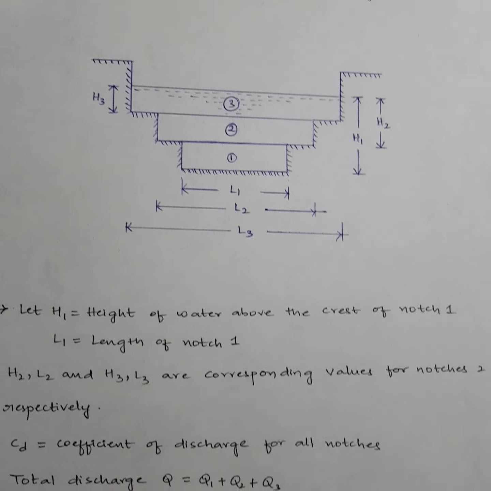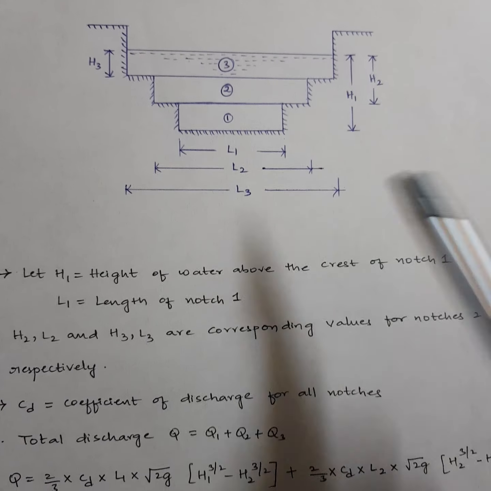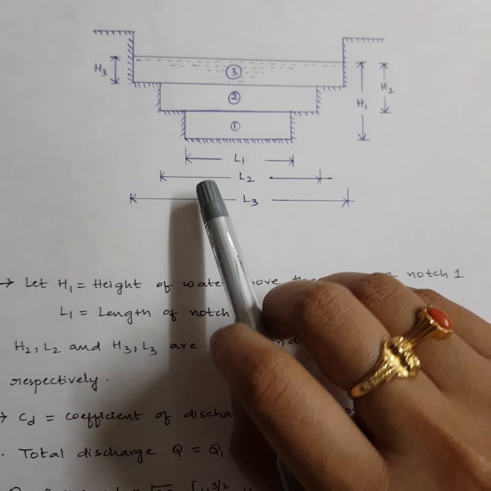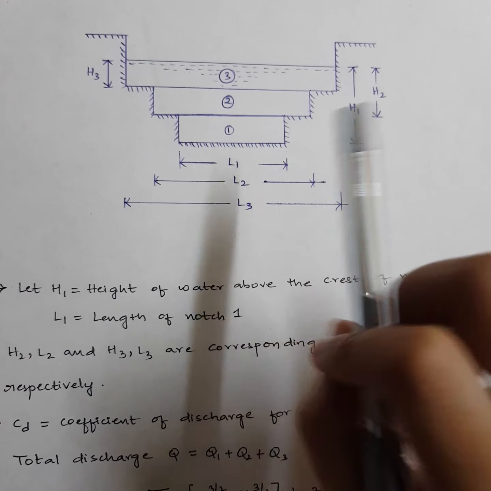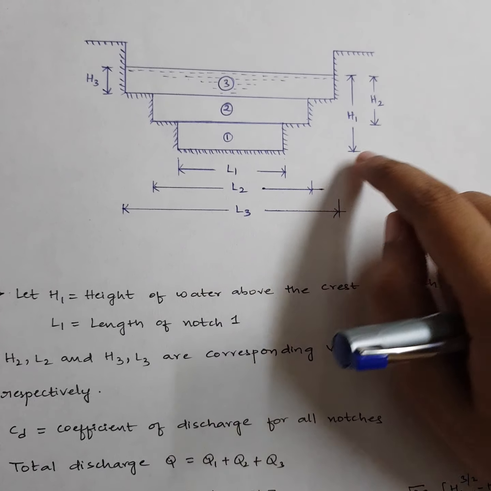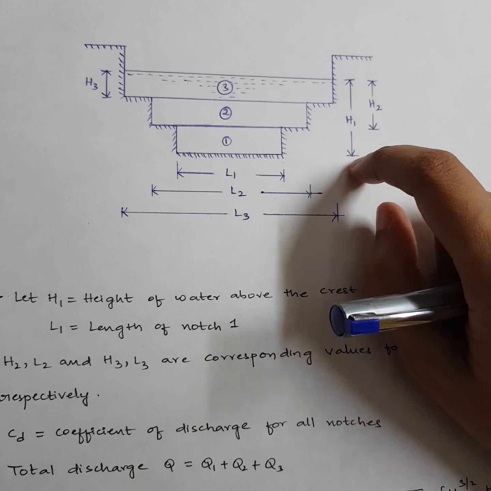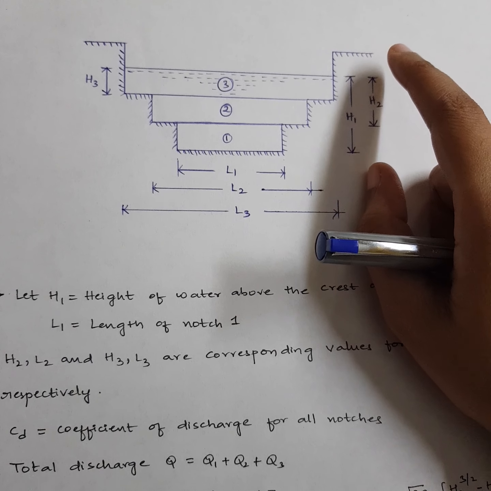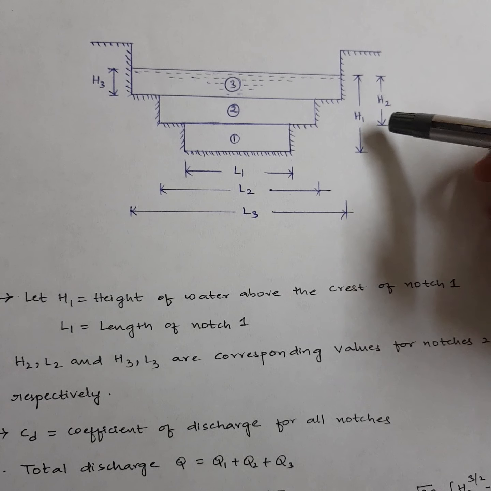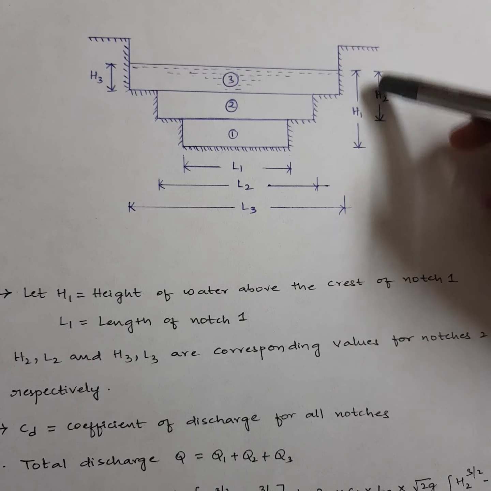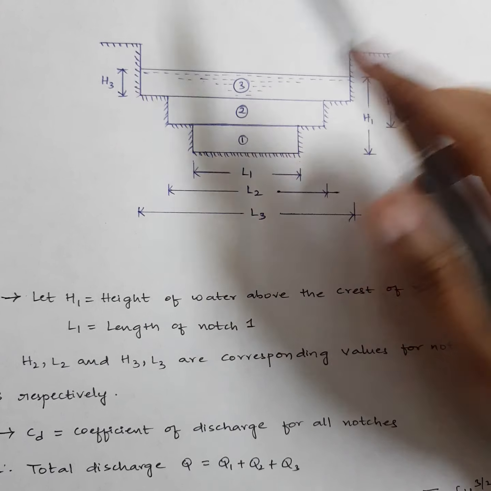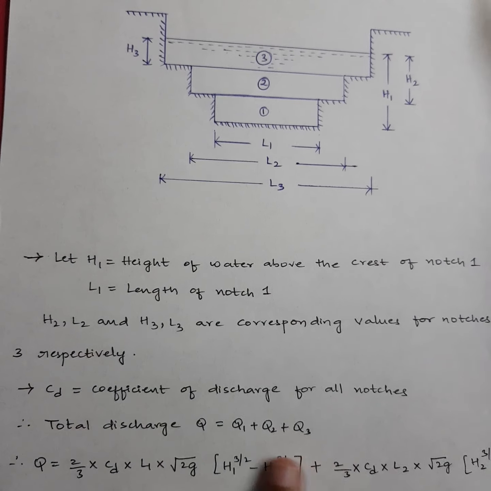So you can see the stepped notch. L1 is the length of the first rectangular portion, L2 is the length of the second rectangular portion, and L3 is the length of the third rectangular portion. H1 is the complete height of water above the first rectangular notch. Next, H2 is the height of water above the second rectangular notch. Similarly, H3 is the height of water above the third rectangular notch.